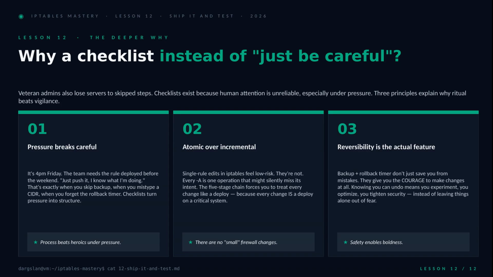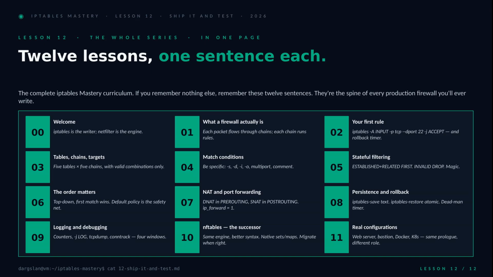So before we close out, here's the entire series compressed to 12 sentences, 1 per lesson. If you forget everything else, keep these. Iptables is the writer, Netfilter the engine. Be specific with your matches. Stateful rules first. Top down, first match wins. DNAT in pre-routing, SNAT in post-routing. Save to text, restore atomically, always with a deadman timer. That's the spine. Every production firewall you'll ever write hangs off these bones.